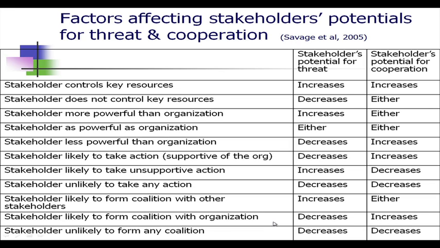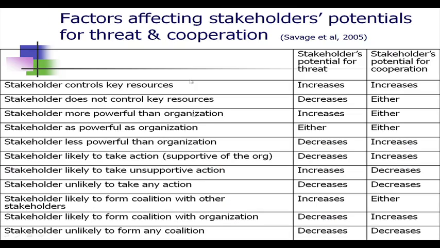If stakeholders are likely to form a coalition with the organization, their threat decreases and obviously their potential for cooperation increases because they want to coalesce with the organization. If stakeholders are unlikely to form any coalition with the organization or with its competitors, their threat decreases and their willingness to cooperate also decreases. So this is the way their potentials for threat and cooperation are mapped.